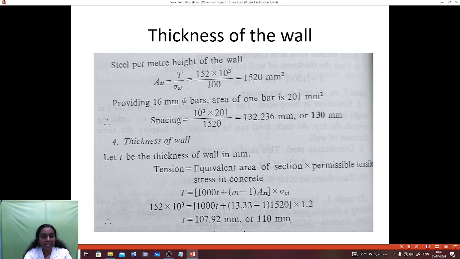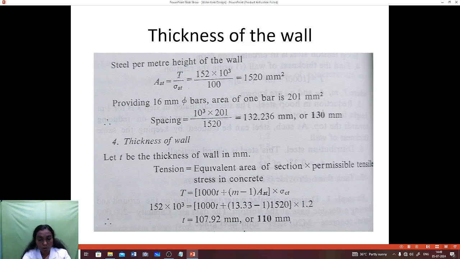Okay. Then we find the thickness of the wall. Now we have found the diameter, height and the distribution of the reinforcement. Then what is the thickness? This is around the circular wall. The wall thickness will be considered in mm. Okay. Then tension is equal to the equivalent area of cross section into the permissible stress in the concrete. This is the formula for thickness. T is equal to, already you know the hoop tension, T equal to 1000 t plus m minus 1 Ast into sigma Ct. Now the value of T we know: the hoop tension is 152 into 10 to the power 3, and 1000 t is the formula. m is the modular ratio.